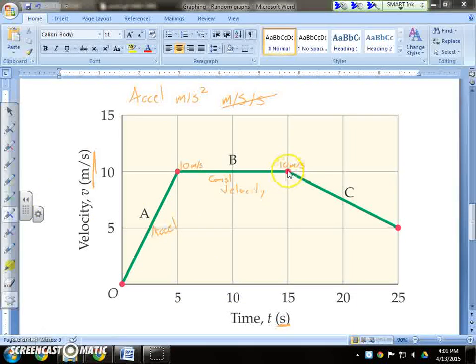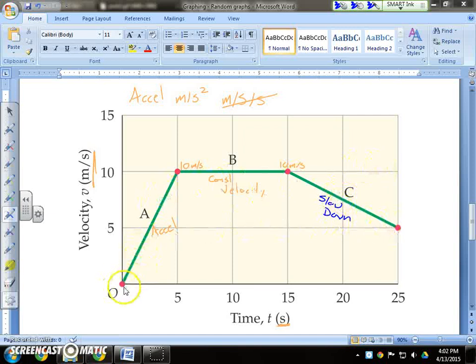And then from this point where we're at 10 meters per second, moving all the way to our segment C, from here to here, we are decreasing in velocity, which really means we are slowing down. And again, we call that a deceleration. Now, we can put numbers on all these things and figure out what they actually mean, at what rate we are accelerating, at what rate we are decelerating. But for now, just being able to tell the story of what's happening here.